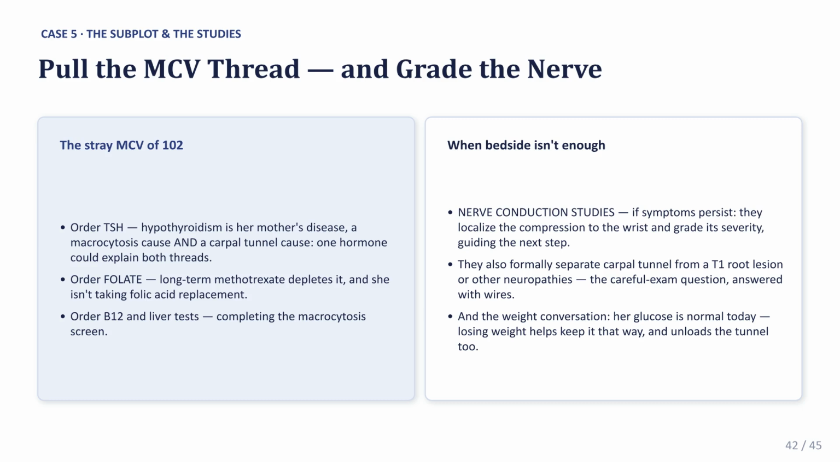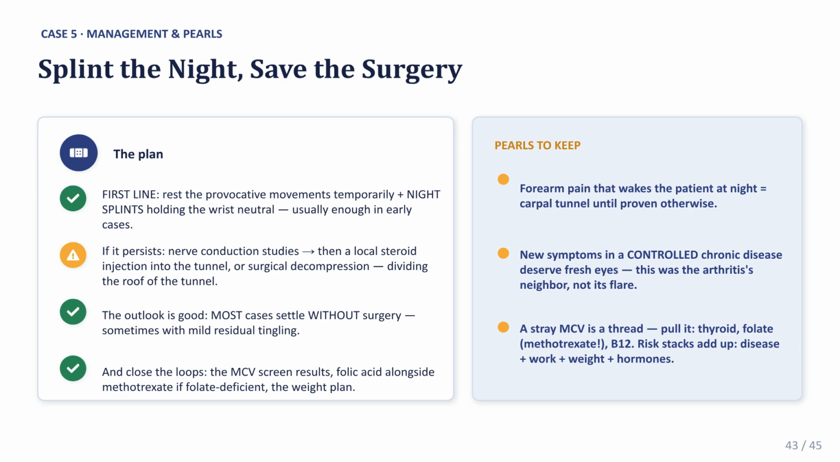Hypothyroidism could link the macrocytosis to her carpal tunnel. If symptoms persist, nerve conduction studies can grade the nerve damage and distinguish this from other neuropathies. Finally, discuss weight loss to reduce the pressure within the tunnel. First-line management is simple. Rest the wrist and wear a neutral splint at night. Surgery is a last resort.